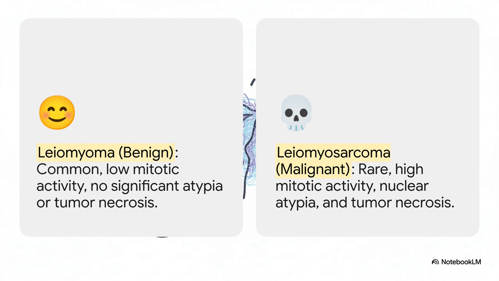malignant cousin, the leiomyosarcoma? Well, for us pathologists, it comes down to 3 key things we look for under the microscope. 1. Atypia. How ugly do the cells look? 2. Mitoses. How fast are the cells dividing? And 3. Necrosis. Is there any dead tissue in the tumor? These 3 features tell us everything.